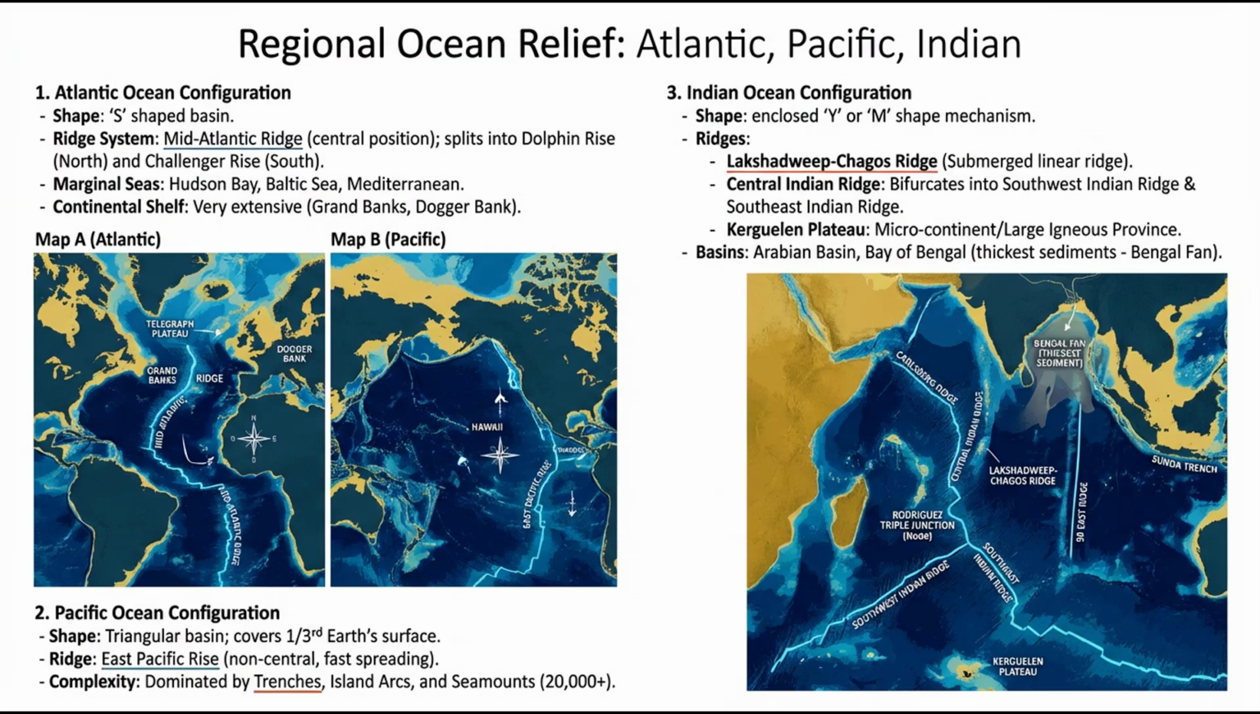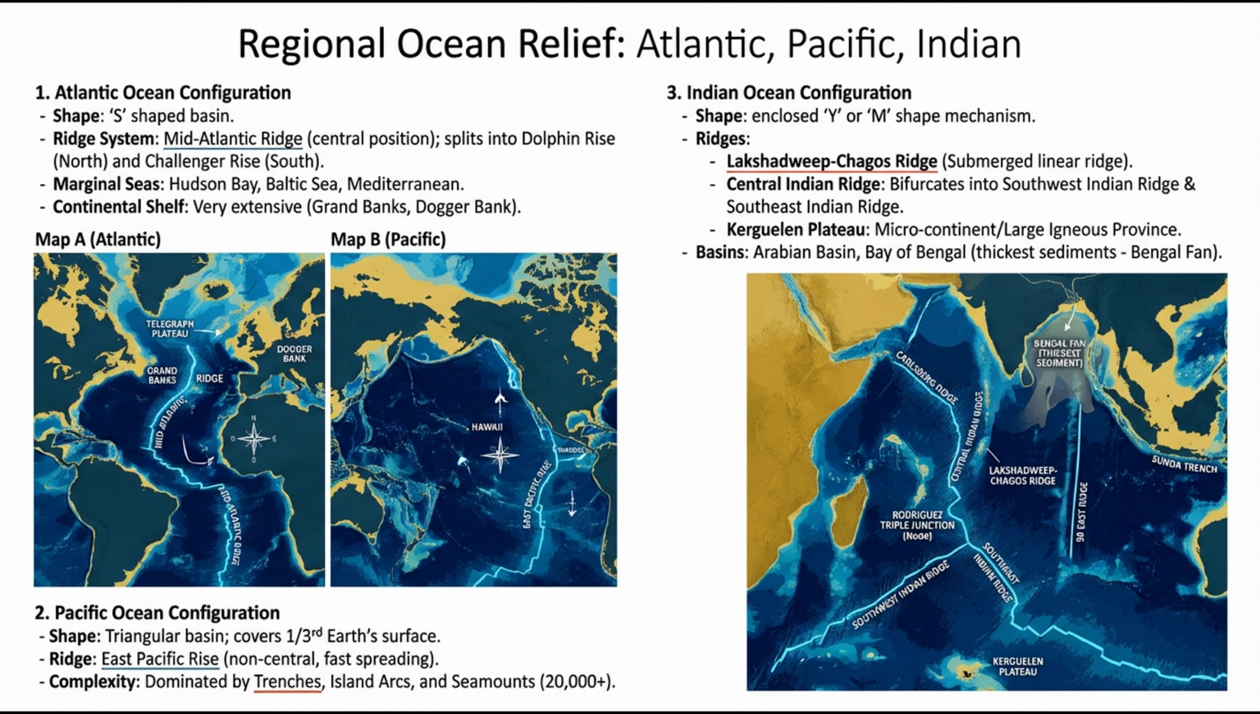Now that we understand the features, let's do a regional comparative analysis of the three major oceans: Atlantic, Pacific, and Indian. Each has a unique personality based on its tectonic history. Start with the Atlantic Ocean. Look at the map. It has a distinct S shape. This is an ocean that is opening up. Its defining feature is the Mid-Atlantic Ridge, or MAR, which runs exactly through the center, splitting into the Dolphin Rise in the north and Challenger Rise in the south.